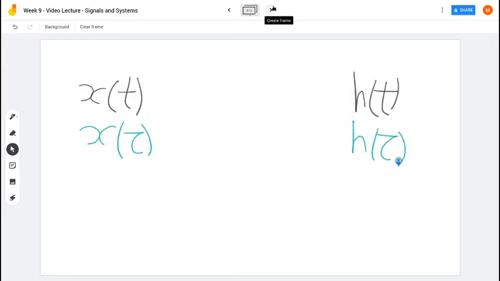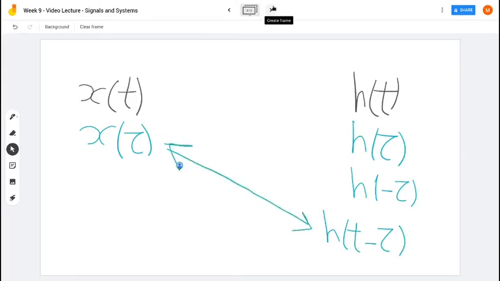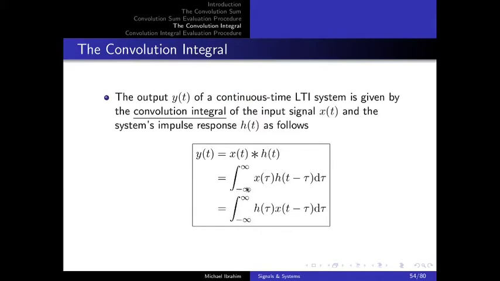Then we will choose one signal to keep as is. Let's say we'll keep x of tau as is. So h of tau first will become h of minus tau, which is mirroring the signal, and then shifting to be h of t minus tau. And now we can multiply x of tau times h of t minus tau under the integration. So the first form of the convolution integral is integration of x of tau h of t minus tau d tau.